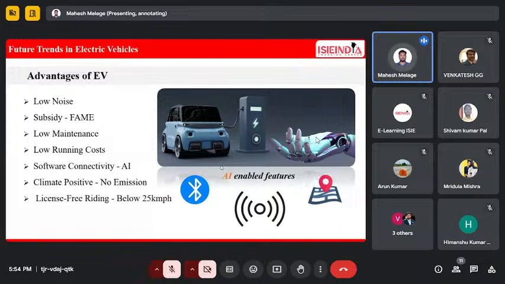So in an electrical vehicle, we use mostly electronic components for control purposes. So software connectivity is necessary to charge the battery or identify the charging parameters or BMS parameters of the battery. AI systems are also used in electrical vehicles to let vehicles communicate with each other. So self-driving systems are used.